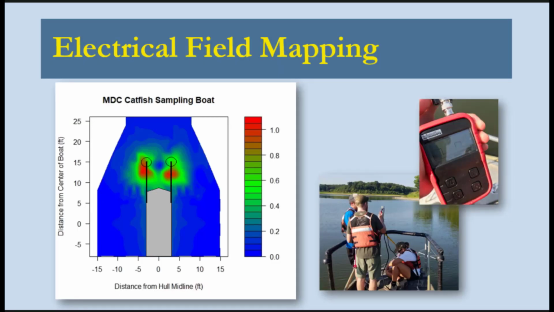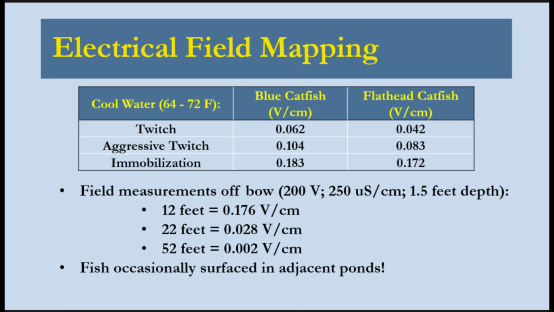As I mentioned, we did some electrical field mapping of the boat on Truman Lake, the NBC boat. This is all done at about 1.5 foot depth, about where the anodes would lay in the water column. And this is the capture-prone response thresholds to elicit these responses from the first phase of the study. For blue catfish and flathead catfish, almost 0.2 of a volt per centimeter will elicit immobilization in that tank trial. But what's most interesting about this is based on our field mapping.